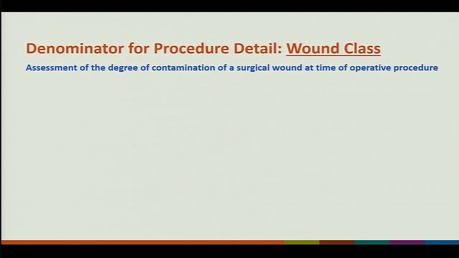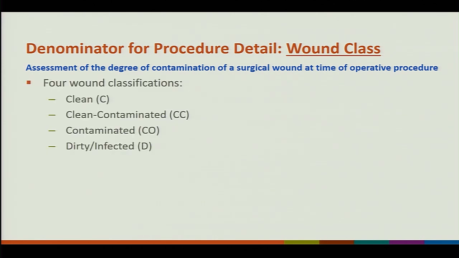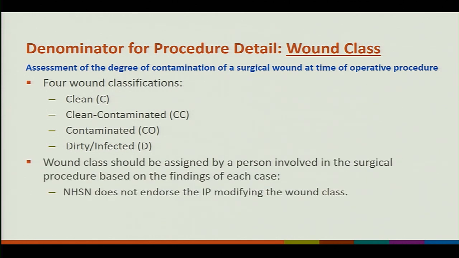So what is wound class? Now, wound class is the assessment of the degree of contamination of a surgical wound at the time of the operative procedure. There are 4 wound classifications: clean, clean contaminated, contaminated, and dirty infected. I want to really emphasize the point that wound class should be assigned by a person involved in the surgical procedure based on the findings of each case.